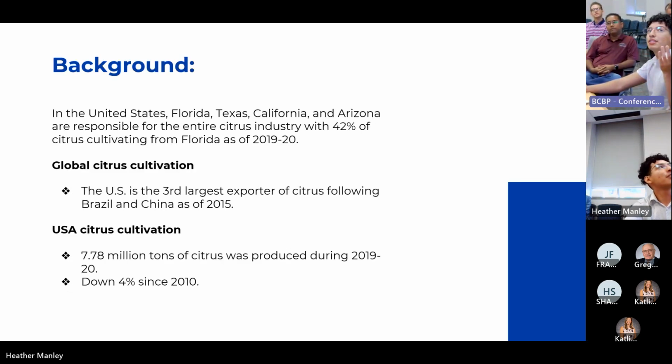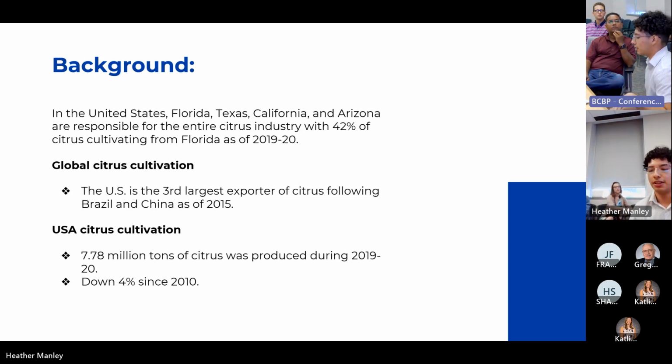A little bit of background information on what the citrus industry is here in the US. Florida, Texas, Arizona, and California lead the way for all citrus plants, with Florida being the biggest producer of citrus, at 42% as of 2019 to 2020. We are the third largest exporter of citrus fruits, with Brazil and China being the leading countries that beat us in terms of exportation.